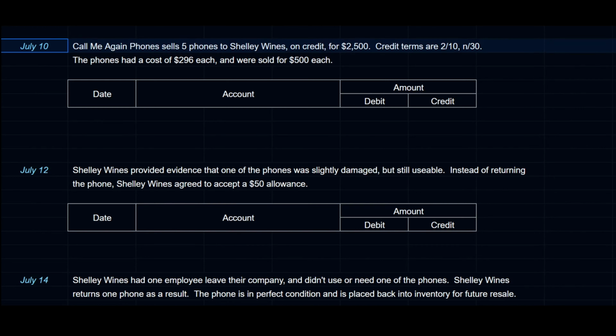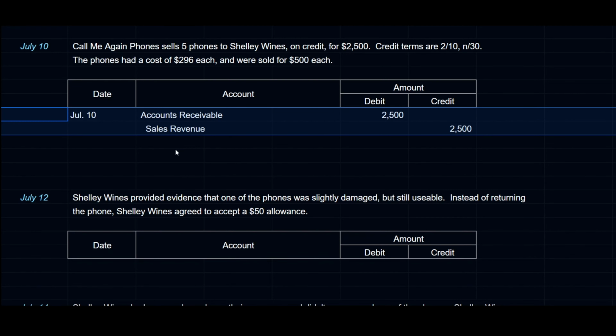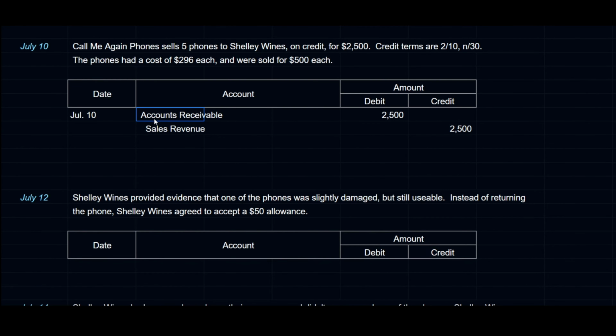Moving on to July 10th, Call Me Again Phones sells 5 phones to Shelly Wines on credit for $2,500. Credit terms are 2/10 net 30. The phones had a cost of $296 each and were sold for $500 each. So we recognize the sale, and it's a credit sale, so debit accounts receivable for $2,500, and we credit sales revenue for $2,500.